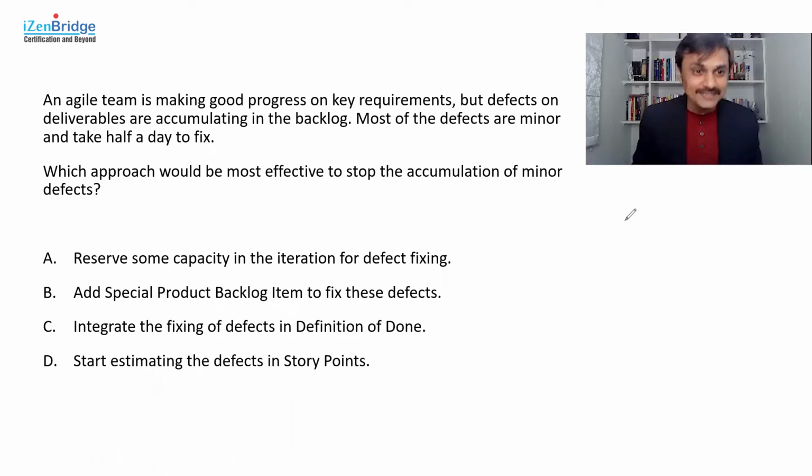Okay, interesting question. Let's look at the options. Option A, reserve some capacity in the iteration for defect fixing. Option B, add special product backlog item to fix these defects. Option C, integrate the fixing of defects in definition of done. Option D, start estimating the defects in story points. I feel the choice is difficult here, so I'll pause for a while and let you pick your choice.